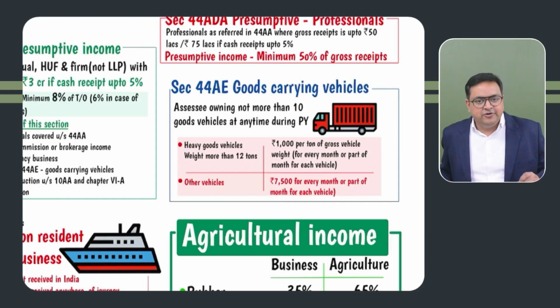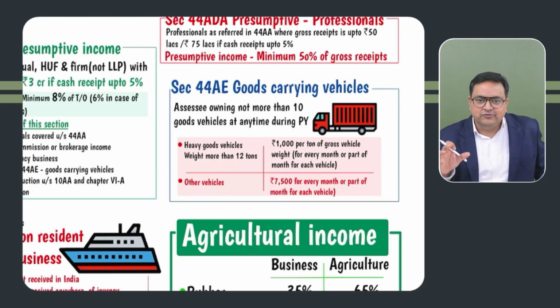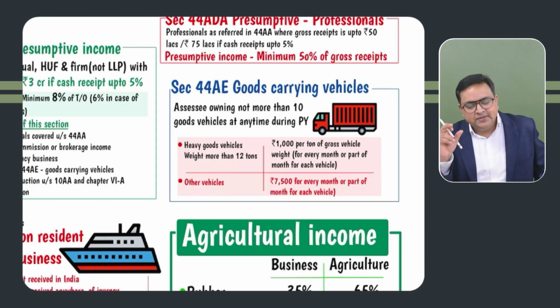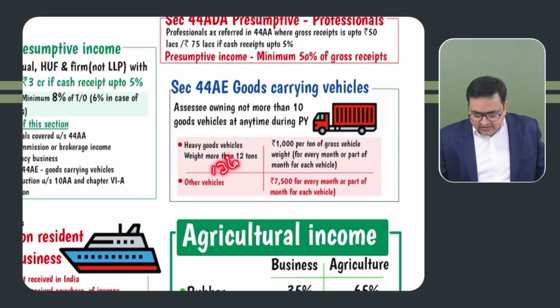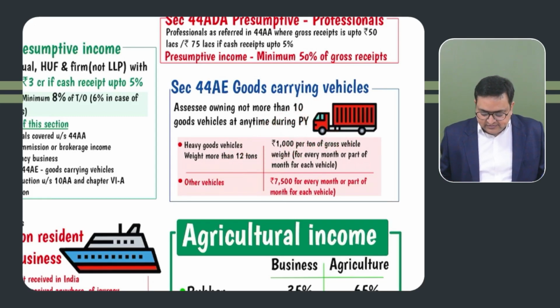But if it is a heavy goods vehicle, now what is a heavy goods vehicle? The weight of that vehicle, if it is more than 12,000 kg, that is 12 tons. If it is more than 12 tons, that vehicle is known as a heavy goods vehicle. And for a heavy goods vehicle, the presumptive income would be 1,000 for every ton. So let's say the vehicle weight is 13 tons, then the presumptive income would be 13,000 per month for that vehicle. If the vehicle weight is 15 tons, the presumptive income would be 15,000 per month. Got it? So this is very important.